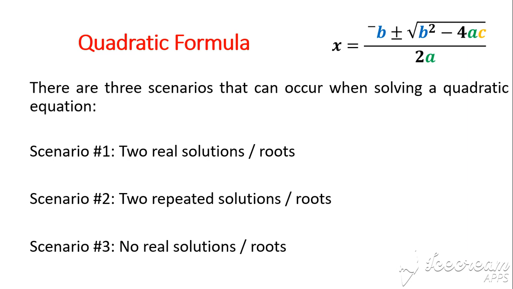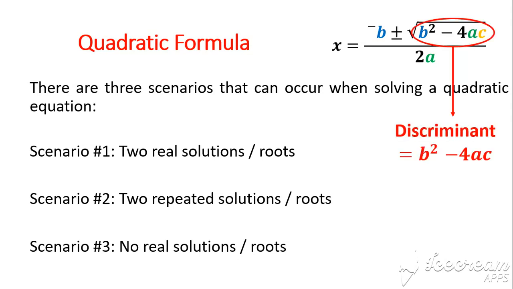The quadratic formula is a formula that helps us find all solutions to a quadratic. There are three scenarios that occur when solving a quadratic equation. Scenario 1, two real solutions, and we're going to talk about a new word called roots: two real roots. Scenario 2, two repeated solutions or two repeated roots. And scenario 3, where we have no real solutions or no real roots.